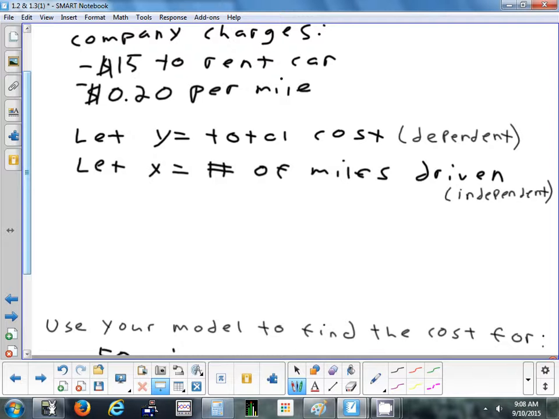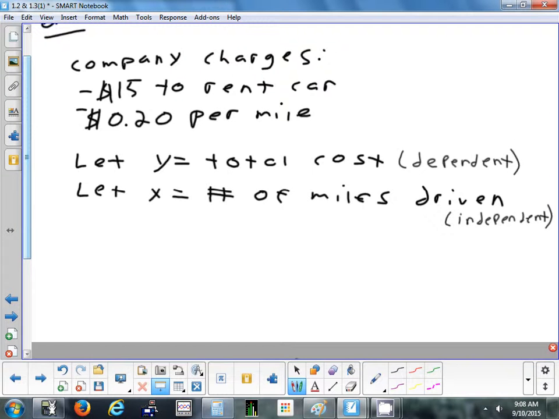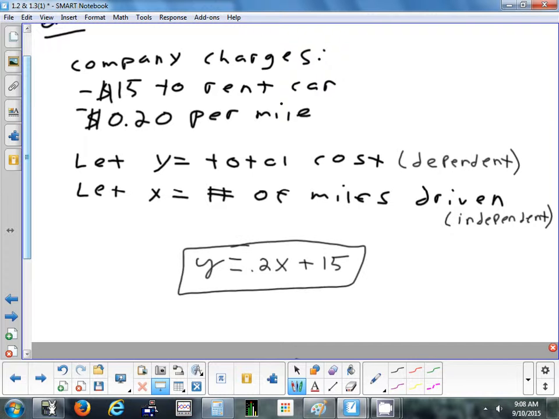All right, so let's see if we can come up with an equation that would give me a formula for the cost. What letter is going to be by itself on the left-hand side? Y. Yeah, I have y by itself. And John, did you have a formula for the cost on the other side? Yeah, I was going to say y equals 0.2x plus 15. Perfect. That's it. Y equals 0.2x plus 15.